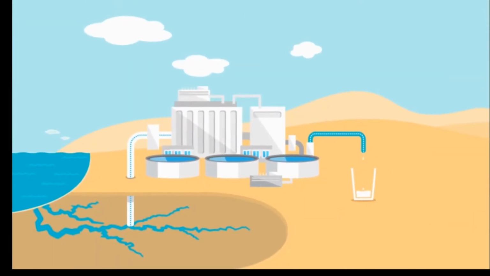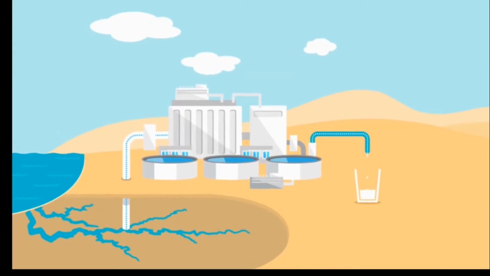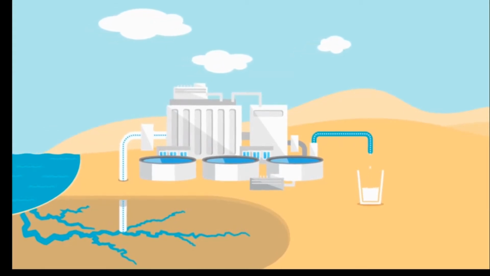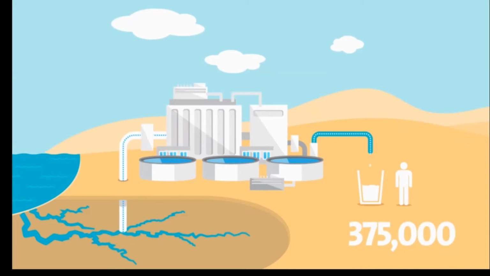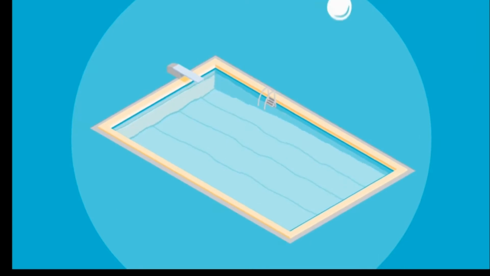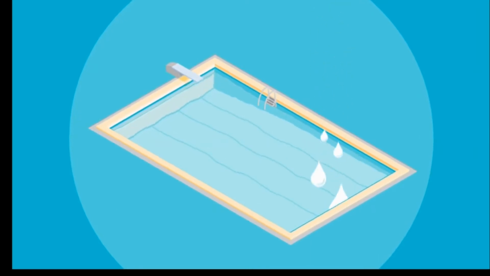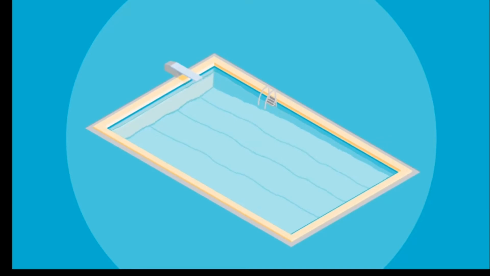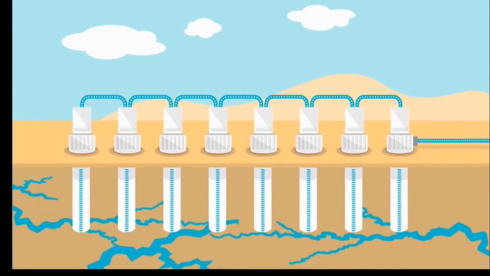Veolia built one of the largest desalination plants in the Sharqiya region of southern Oman. It uses seawater to provide 375,000 people with drinking water. It's also the largest beach well catchment in the world and will soon be producing more than 130,000 cubic meters of water per day, enough to fill 52 Olympic swimming pools. Let's see how it works.